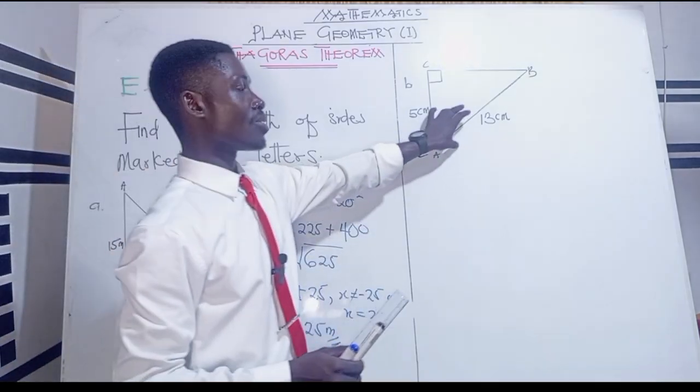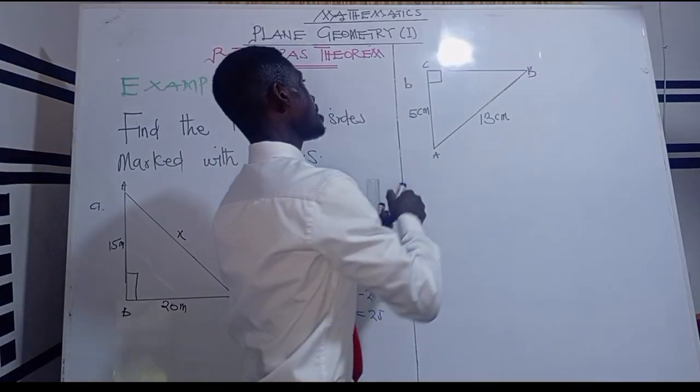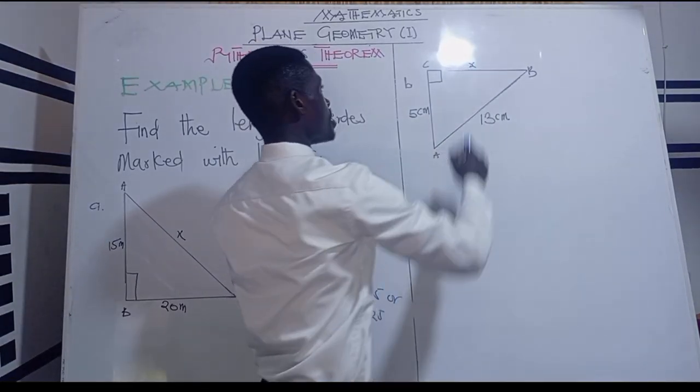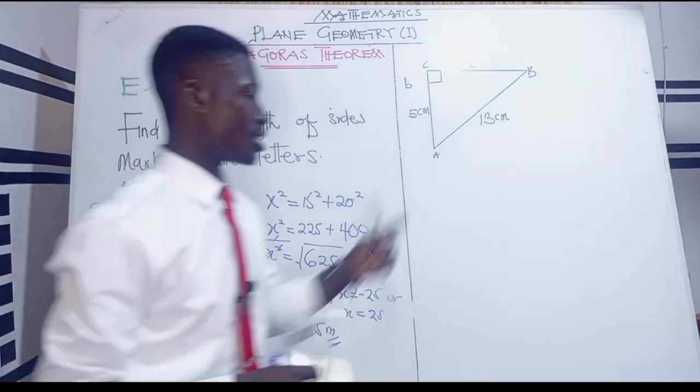Good. Apply the Pythagorean theorem to find the value of BC. So let's say this side is x. So that I write the next question on the board and then we try our hands on it. So solve it.